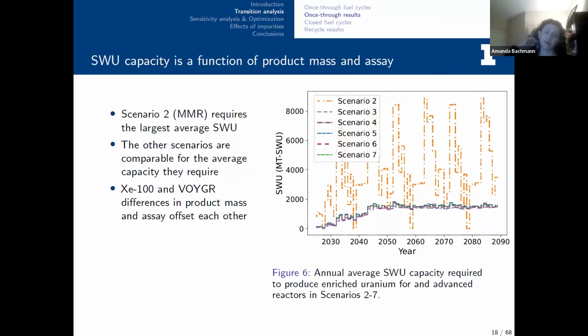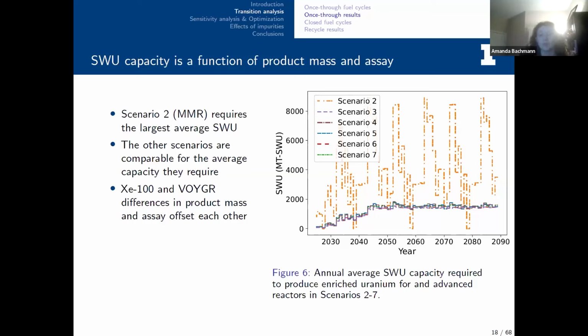The next metric we looked at was the SWU capacity, and we saw that this, as I previously talked about, really is a function of the product mass and that product assay. In scenario 2, which is just the MMRs, it requires the largest average SWU capacity to produce the HALEU, or produce all of the fuel. And that's because it has a medium level burnup of the 3 reactors, and then you also need an enrichment level that's at 19.75%. So you're right at the top of that HALEU category.